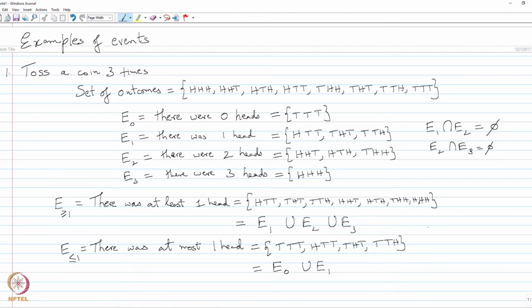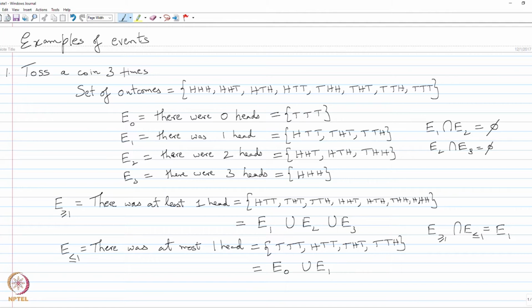But if you look at the intersection of these 2 events, E greater than or equal to 1 and E less than or equal to 1, okay, the intersection is not a null set. In fact, if you look very closely and write out all the things that are common here, you will see that you get E1 exactly. Okay, that also makes sense. One event says there's at least one head, the other event says there's at most one head. If you take the intersection, if you want both of those to apply, the only possible intersection is there was exactly one head. Okay, so you have these 2 events intersecting to give you E1.